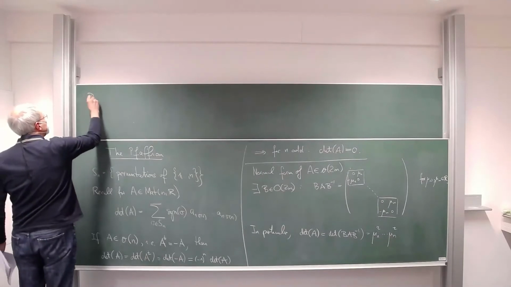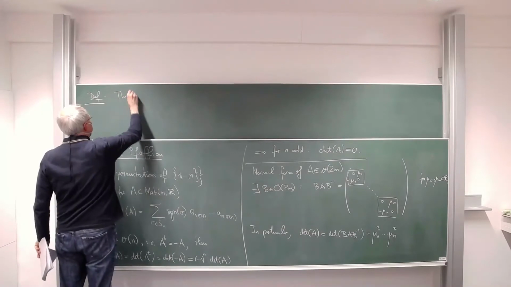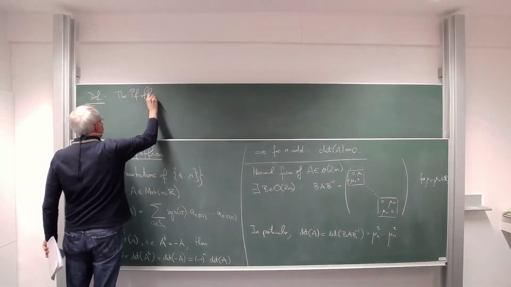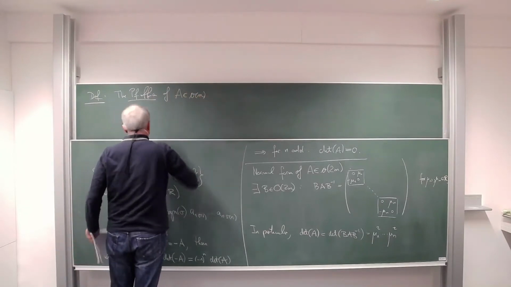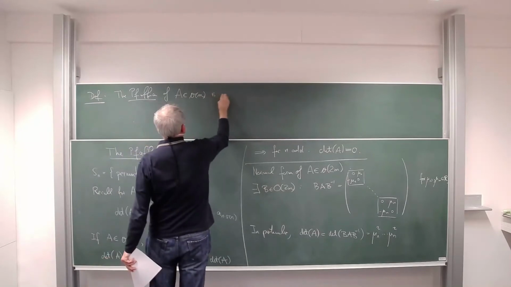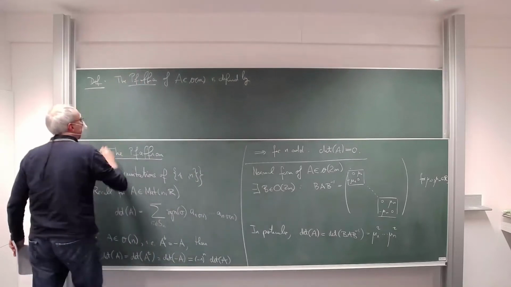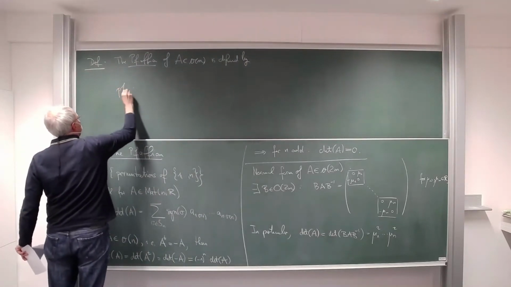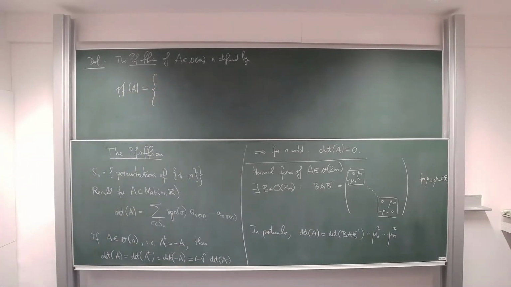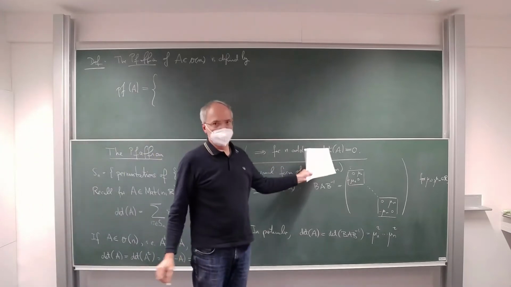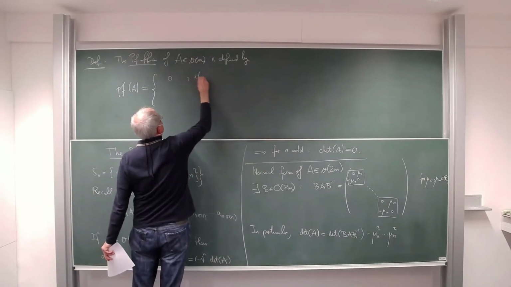Definition. The Pfaffian of a skew-symmetric matrix is defined by Pfaffian of A. So as I said, the odd dimensional case is trivial because the determinant gives 0, so in this case we just define it to be 0. This is 0 if n is odd.